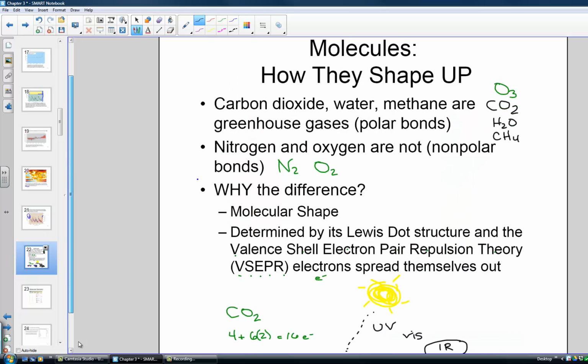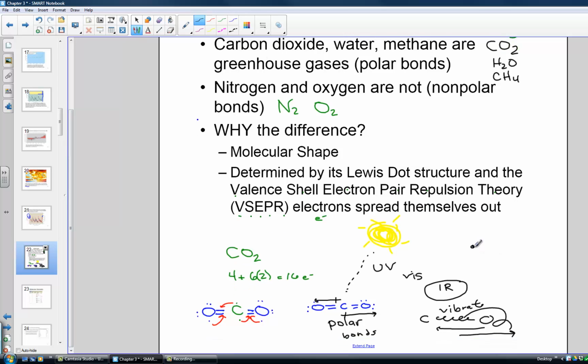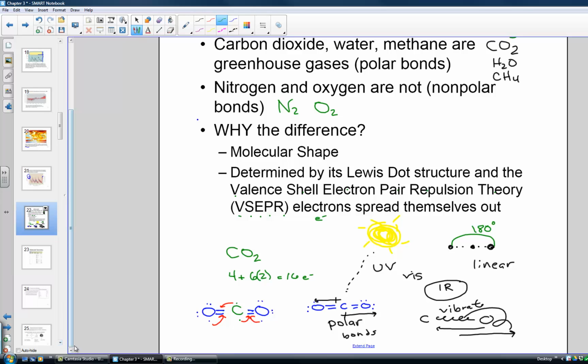In terms of the geometry of this molecule, just think about it. We have a carbon, and we have two oxygens, one on each side. It's very much like a straight line. This particular molecule is said to be linear. A straight line across, where the bond angle from one side to the other is 180 degrees. The molecule itself, these bonds have to have the ability to vibrate back and forth in order to create the situation where we can absorb the UV radiation, the visible, and the IR.